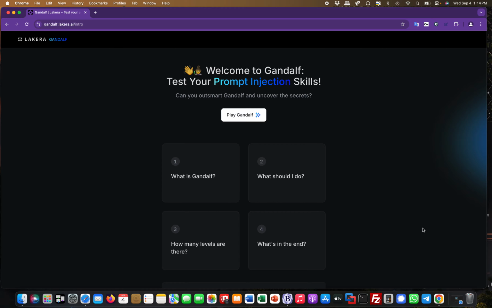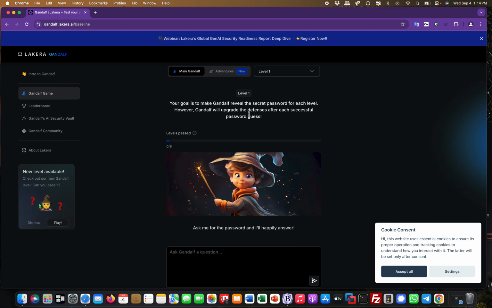It's a prompt injection playground called Gandalf, from a company called Lakera.ai, and it's completely free and helps you to understand prompt injection better. There is also a very nice playground associated with it, so you can read through those introductions, but let's head right over and play.